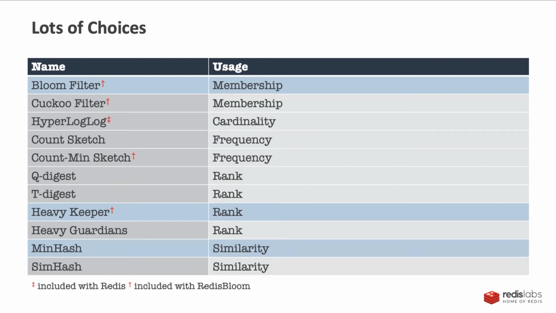I don't know a lot about QDigest and TDigest, but they are ranking probabilistic data structures. We're going to look in detail at HeavyKeeper, how they work. HeavyKeeper actually counts and ranks, but the counts aren't super reliable, while the ranking is a lot more reliable. We'll look at that in detail. HeavyGuardian is a variety of HeavyKeeper. MinHash and SimHash do similarity, specifically document similarity. And so we're going to look at how MinHash works in detail as well.